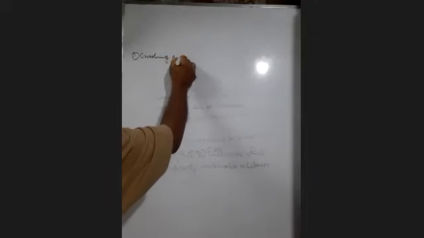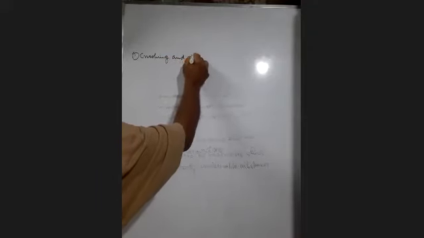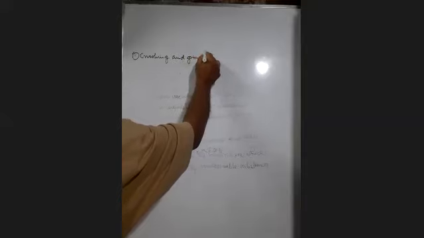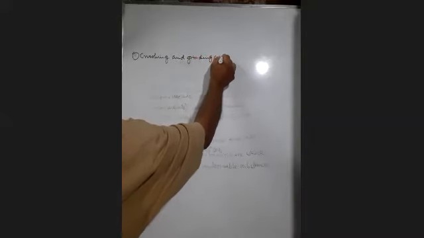The first step involved in the extraction is the crushing and grinding of ores. Initially the big boulders are made into smaller pieces by jaw crushers.